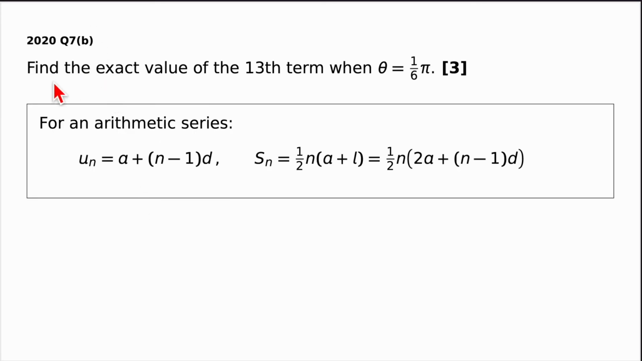Here's part B. It says find the exact value of the 13th term when theta is equal to 1/6 of pi. Because this is given in terms of pi, we're obviously going to have to use radians and not degrees. This question's worth 3 marks. So we can find the 13th term for an arithmetic sequence using this expression here. It says the nth term is given by a plus n minus 1 times d, the common difference. Well, a is the first term, and we know what that is, and d is the common difference, and we know what that is as well. And so all we need to do to find the 13th term is plug in n equals 13 into this. So let's do that.